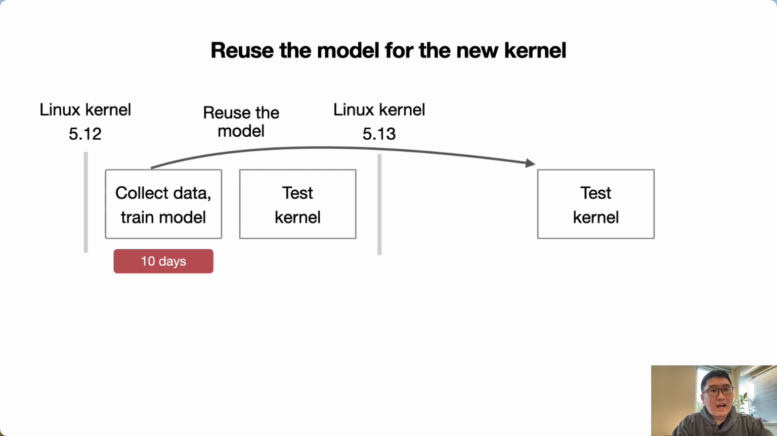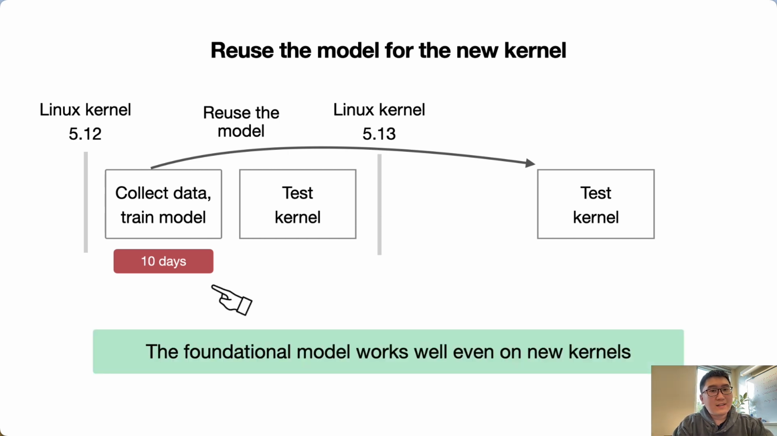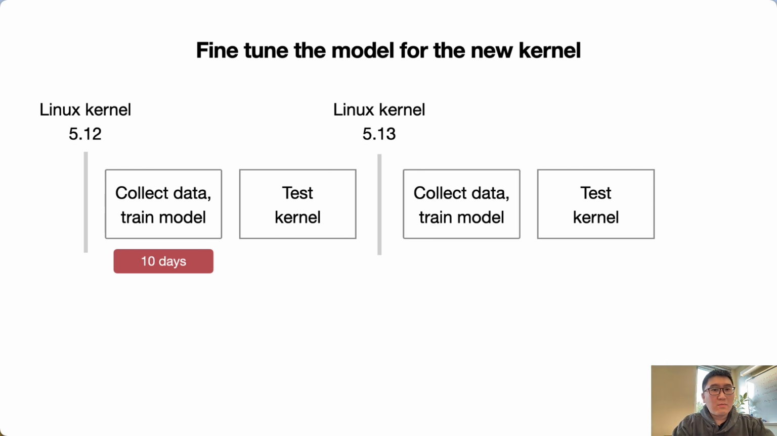These results are encouraging because it shows that the cost of the base model, the foundational model, might be a one-time cost, and we can amortize it as we test new kernels. This is also a big relief. Snowcat works fine even if we use the same model.